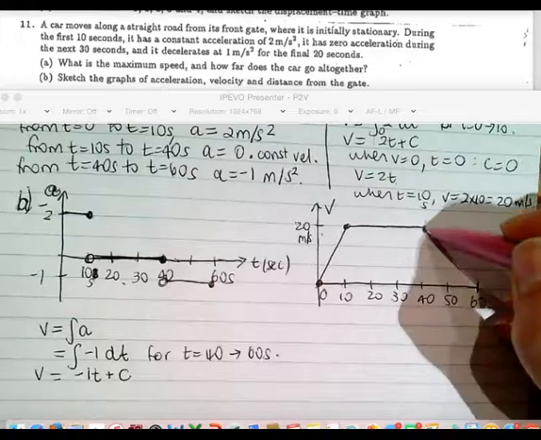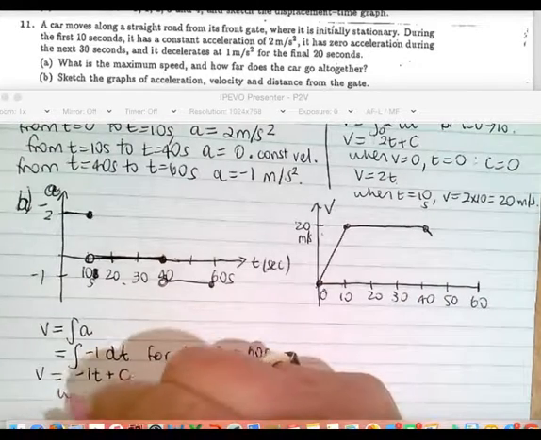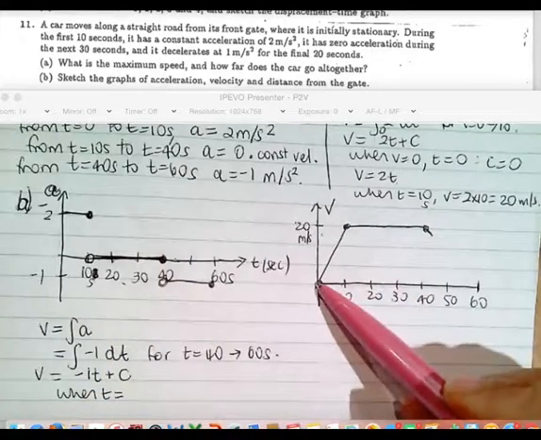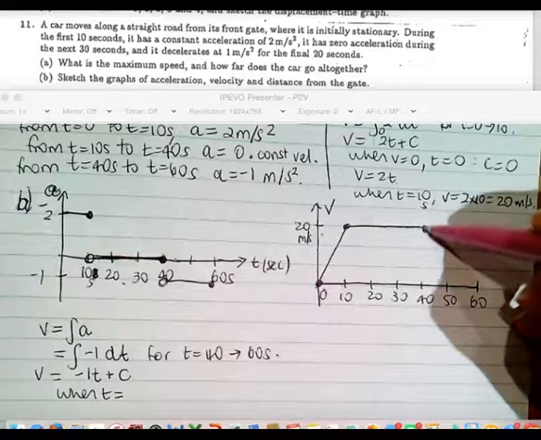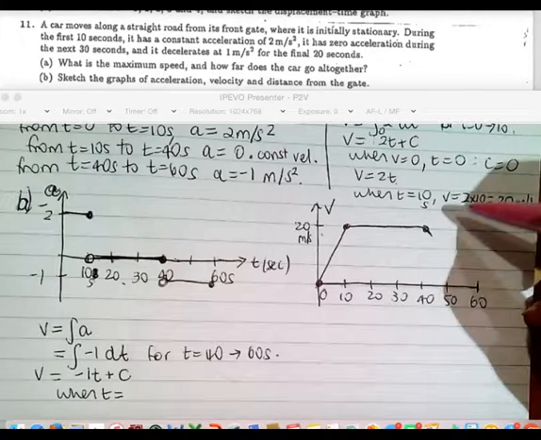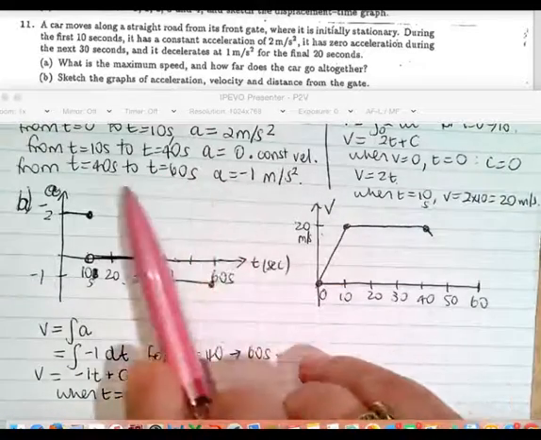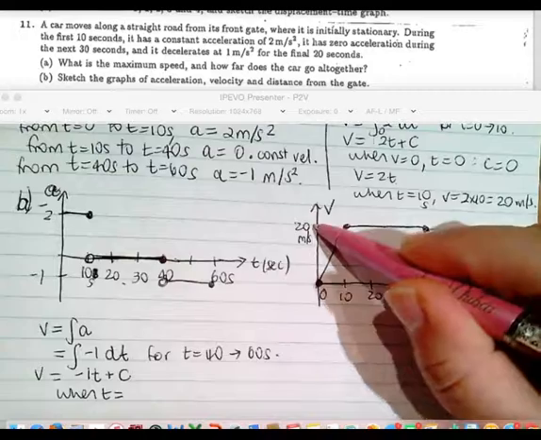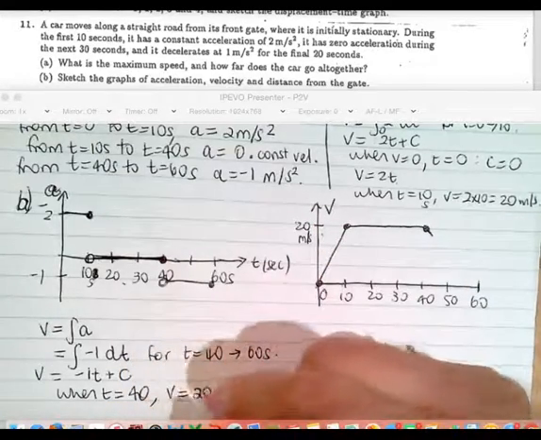Here, there's going to be something happening here. I know that I can't use when t is 0, v is 0, because that's for that line there. But I do know that this point is the beginning of whatever I'm going to draw here. And I know that when time is 40, velocity is 20. So when t is 40, velocity is 20.